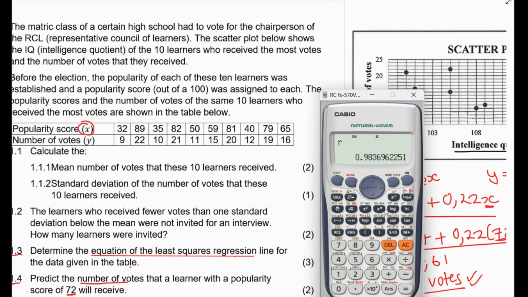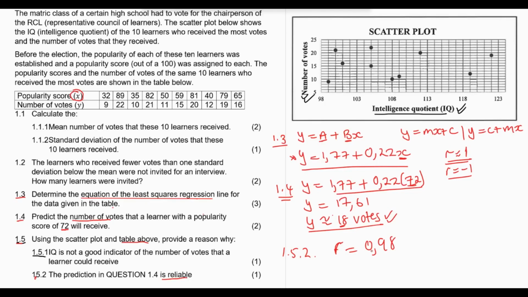You see that the correlation coefficient is 0.9836, and it goes on like that, so it's 0.98. The correlation coefficient r is equal to 0.98, showing us that there is a very strong positive correlation. Therefore, the prediction in question 1.4 is reliable.